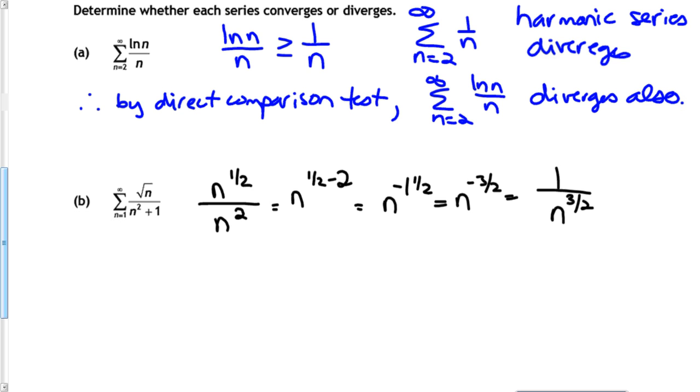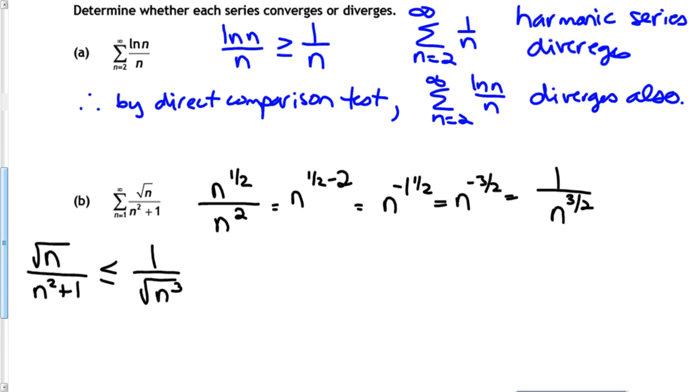So once I know what I want to compare it to, I need to know which one's going to be bigger. So is the square root of n over n squared plus 1 going to be bigger than or smaller than 1 over basically the square root of n cubed? Which one of those is going to be larger? Because I'm taking the square root of n cubed, that thing has a smaller exponent. That thing is going to be larger.